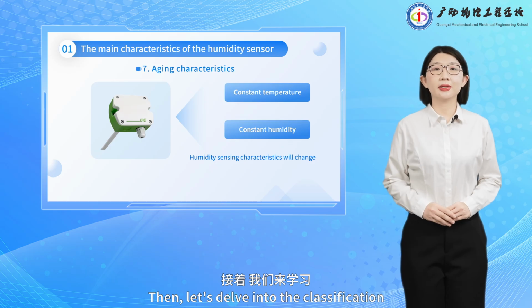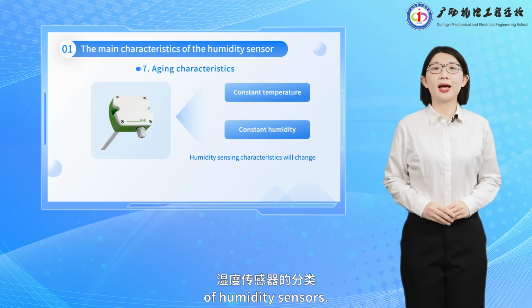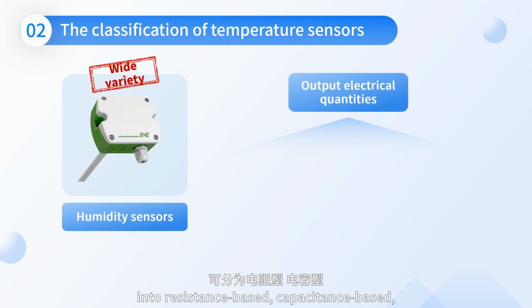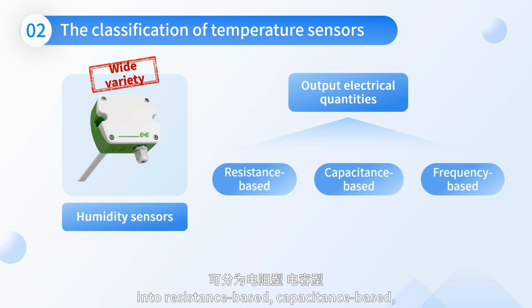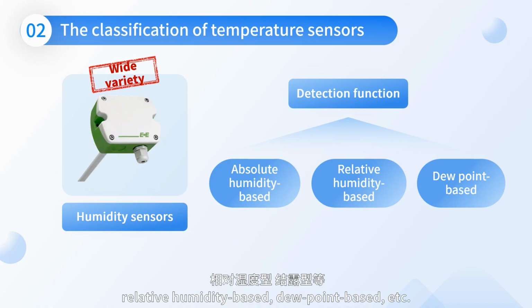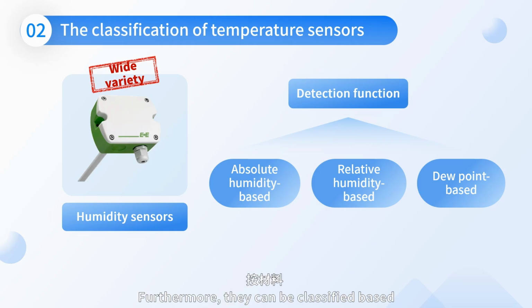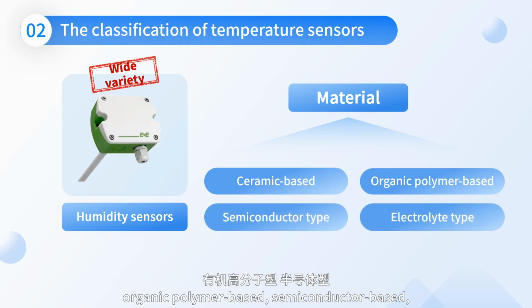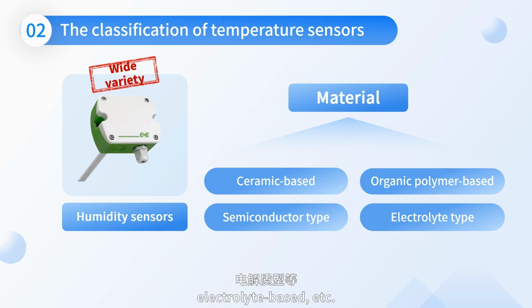Then, let's delve into the classification of humidity sensors. There is a wide variety of humidity sensors, which can be classified based on their output electrical quantities into resistance-based, capacitance-based, frequency-based, etc. They can also be categorized based on their detection functions into absolute humidity-based, relative humidity-based, dew point-based, etc. Furthermore, they can be classified based on their materials into ceramic-based, organic polymer-based, semiconductor-based, electrolyte-based, etc.